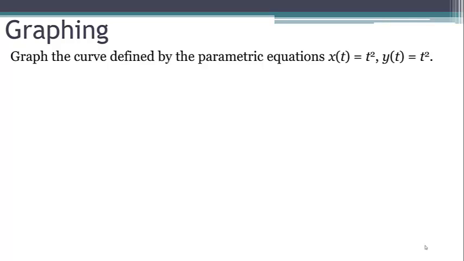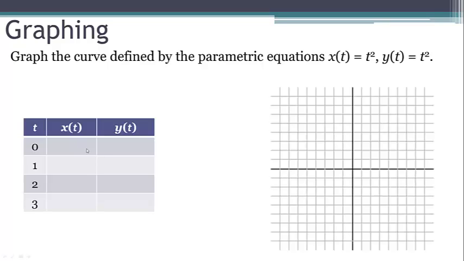Now, this set of equations is a little unusual. At first glance, you might expect it to have some kind of quadratic behavior based on the two quadratic expressions. But before jumping to conclusions this early on, let's take a look at some points. When t is 0, x of t is 0, and y of t is 0. When t is 1, x of t is 1, and y of t is also 1.